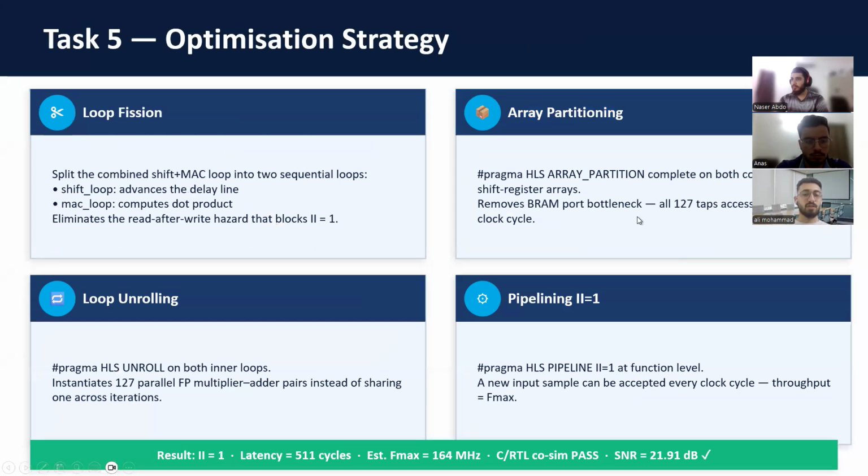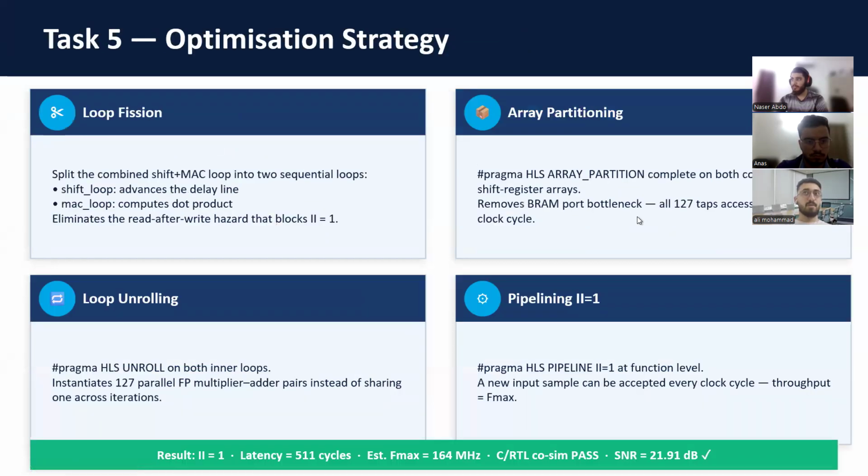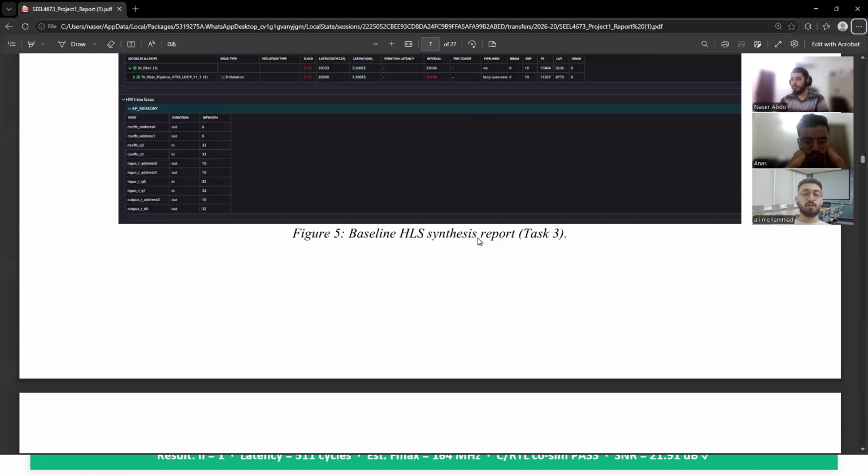So at slide 7, you can see the optimization. To fix that, we applied loop fission to separate the shift and multiply operations, complete array partitioning to make all 127 taps accessible at once, loop unrolling to run all 127 multiplications in parallel, and pipelining with II equals 1, so we accept a new sample every clock cycle. Back to the report, please, figure 6.